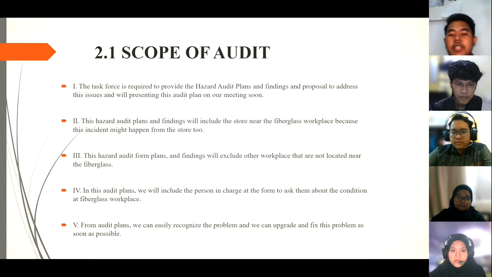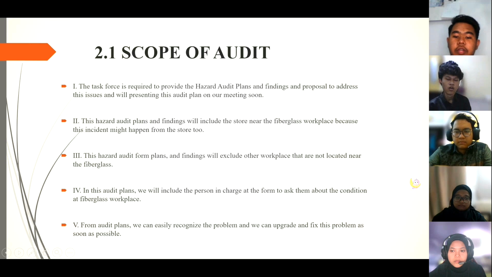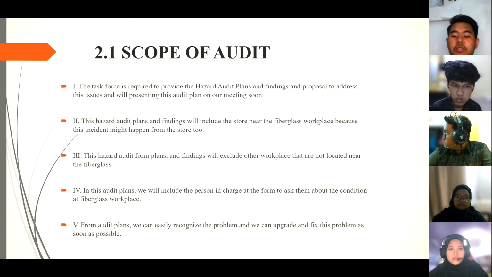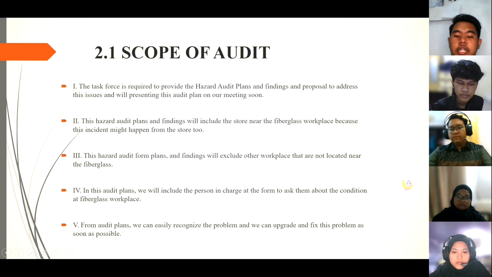Second, this hazard audit plans and findings will include the store near the fiberglass workplace because this incident might happen from the store too. Third, the hazard audit plans and findings will exclude other workplaces that are not located near the fiberglass. Fourth, in these audit plans, we will include the person in charge in the form to ask them about the condition at the fiberglass workplace. Fifth, from audit plans, we can easily recognize the problem and we can upgrade and fix this problem as soon as possible.